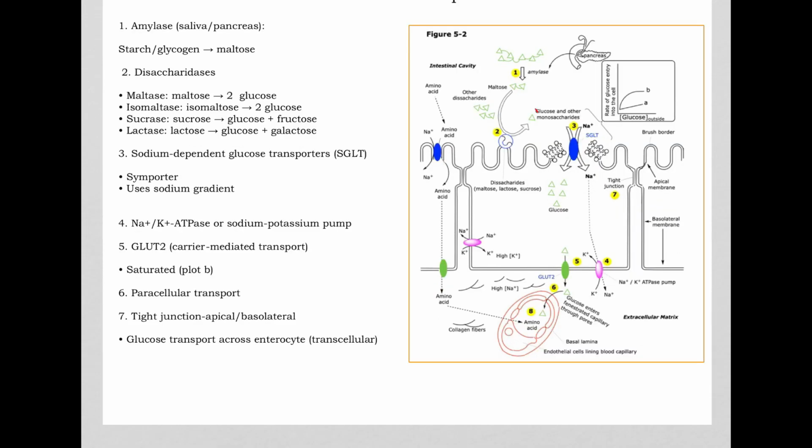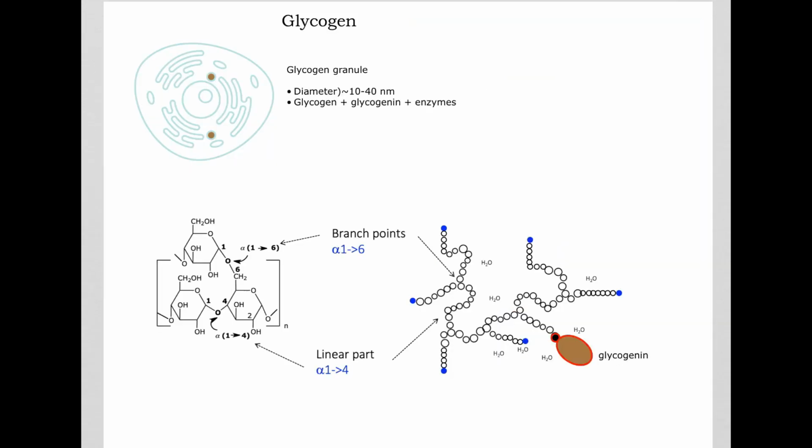So this is how glucose in the GI cavity enters the tissue space and finally enters the bloodstream. And once in the bloodstream, this dietary glucose will now go to the liver through the portal vein. A quick reminder about glycogen structure that we talked about in a much earlier video.